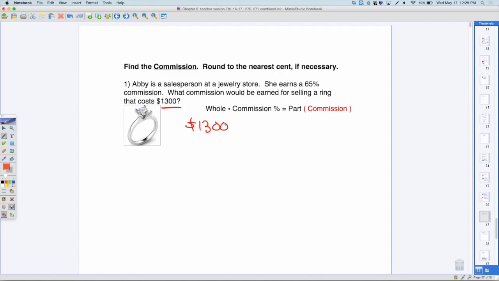So the price of the ring is $1,300. Your commission is 0.65, 65% as a decimal. When we multiply 1,300 times 0.65, we get $845. That's how much extra the salesperson would get for selling that ring.